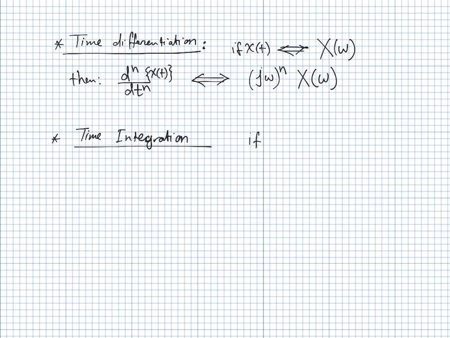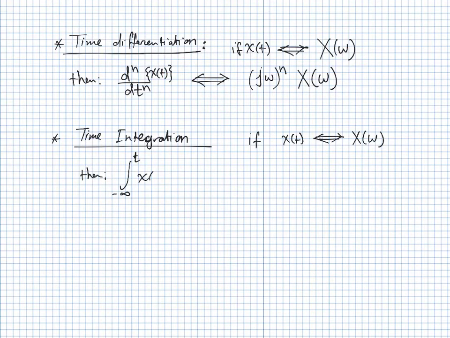Wait. If x of t has a Fourier transform which is x of omega, then if I integrate from minus infinity to some time value t, this is how you represent the indefinite integral. So if you integrate something without limits, the representation in terms of integration with limits is going to be from minus infinity up to some time t. So I integrate from minus infinity up to t.